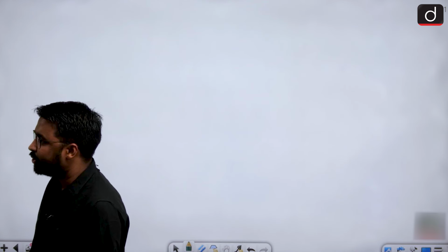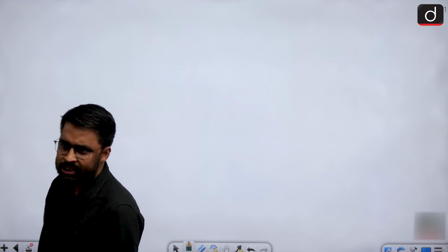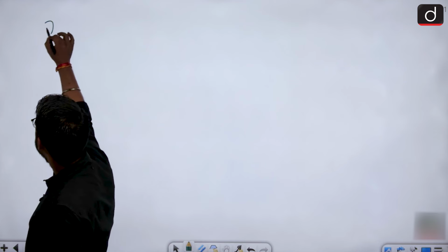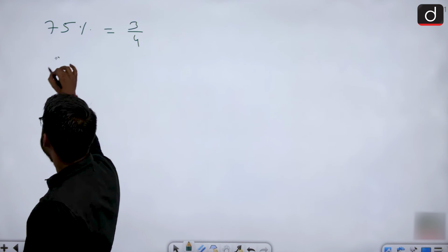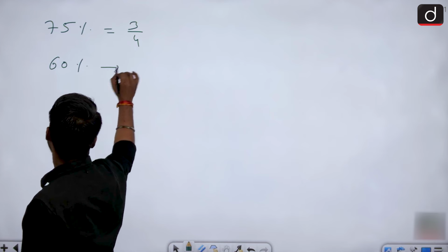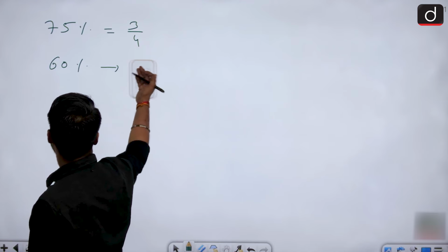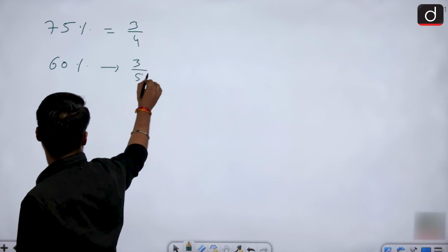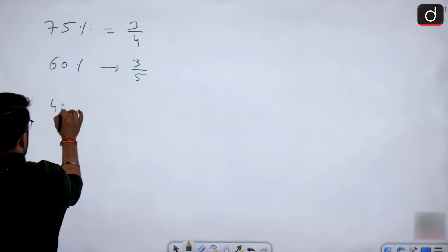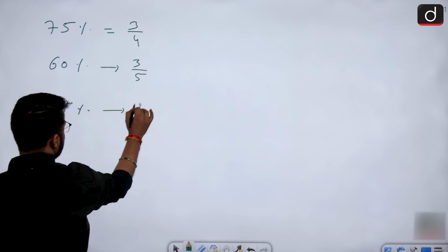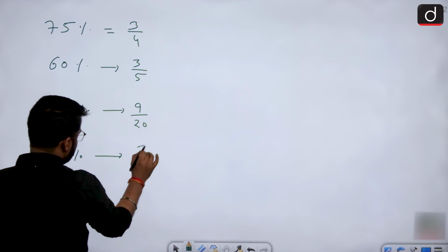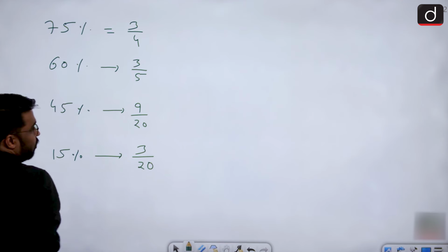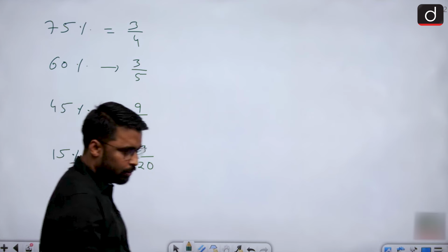Now we have certain more percentage values. We should know their fractional equivalents also because these are more commonly used. For example, 75%, its fractional equivalent will be 3 by 4. 60%, its fractional equivalent will be 3 by 5. 45%, its fractional equivalent will be 9 by 20. 15%, its fractional equivalent will be 3 by 20. और कोई रह गया? हाँ बहुत.